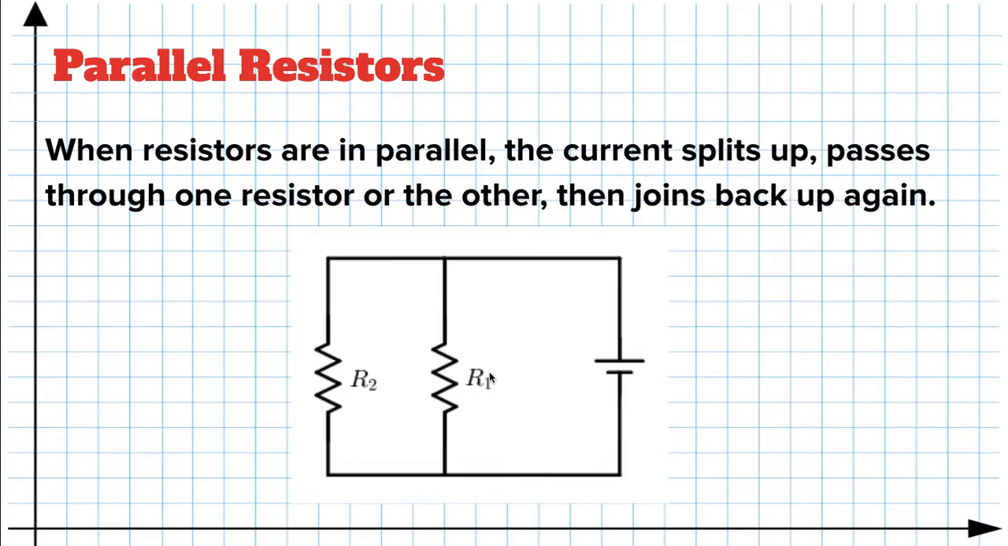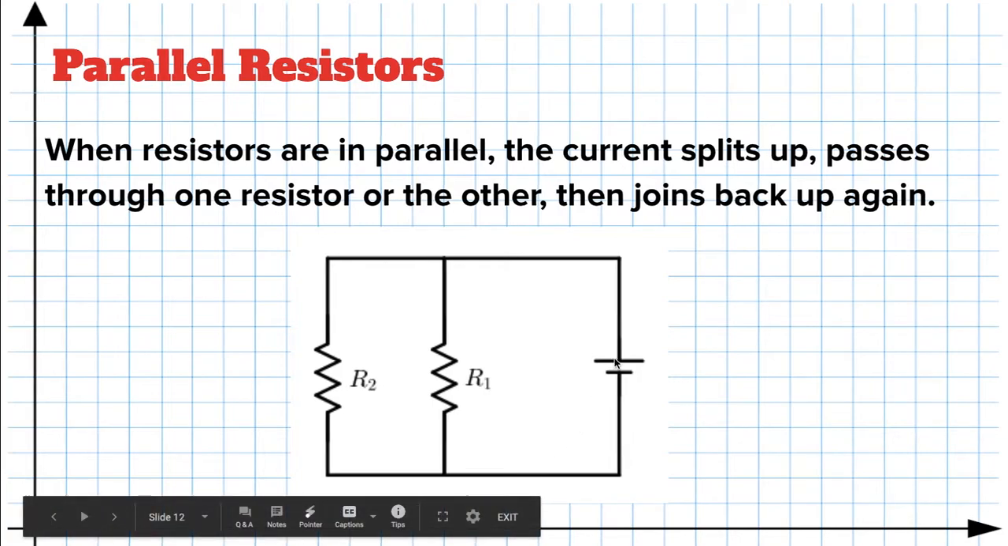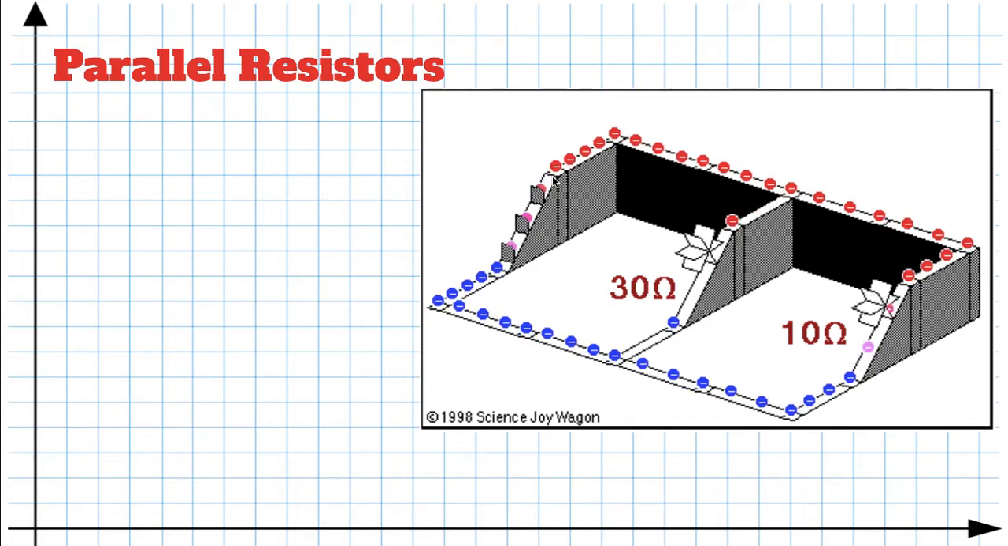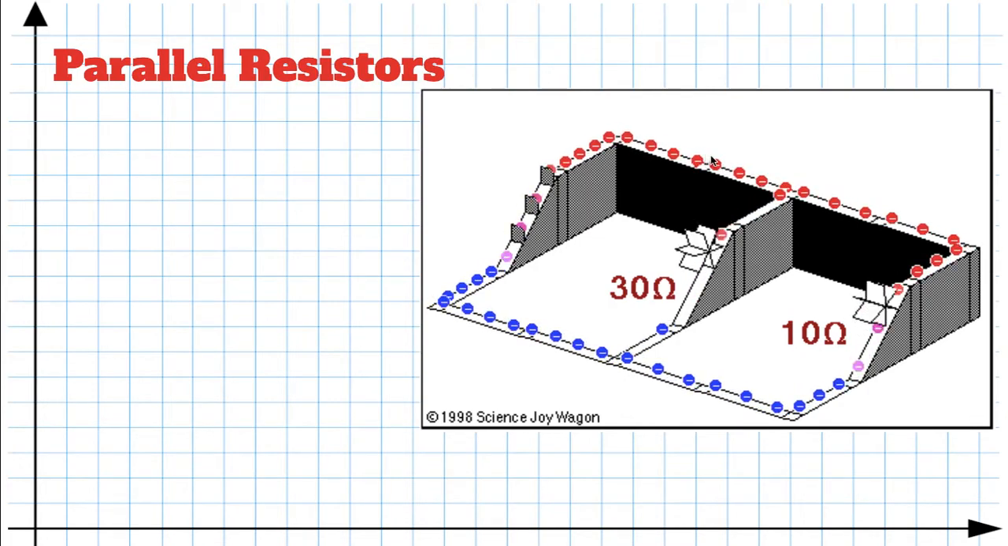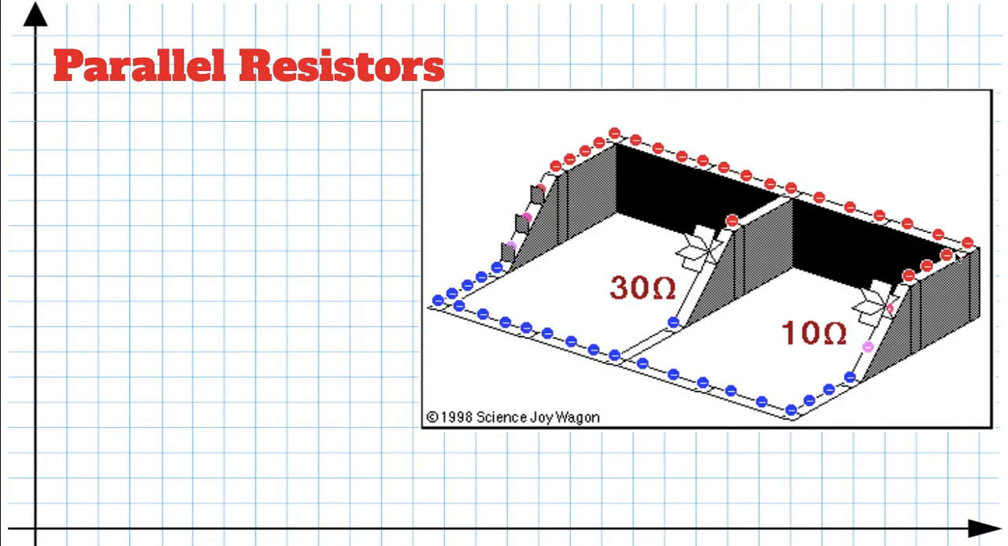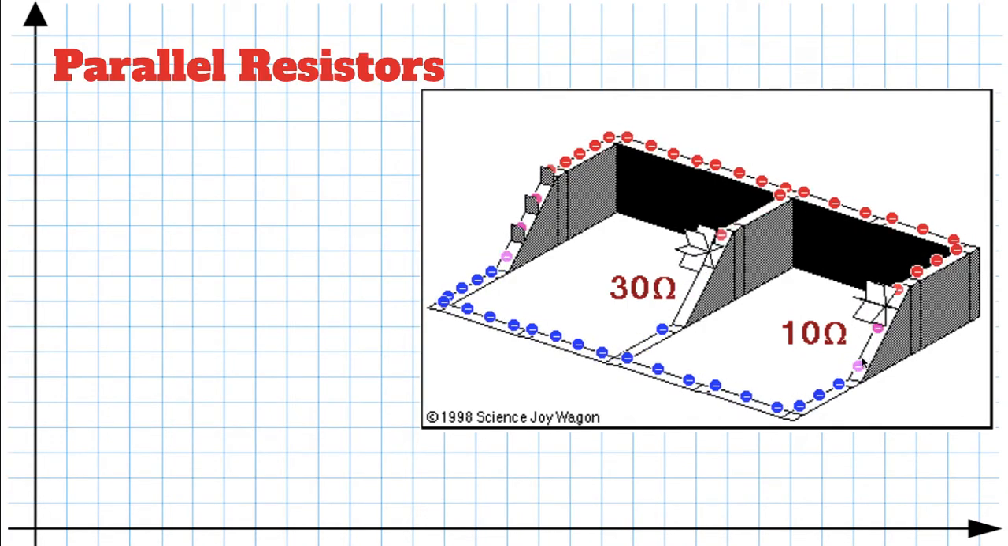The other kind of circuit that we have sometimes is a parallel circuit. When resistors are in parallel, the current splits up. So here's our model of a parallel circuit. The battery adds energy to the marble run, and then some of the marbles can go this way, and others go this way. This path here has less resistance, and so more of the marbles go this way.